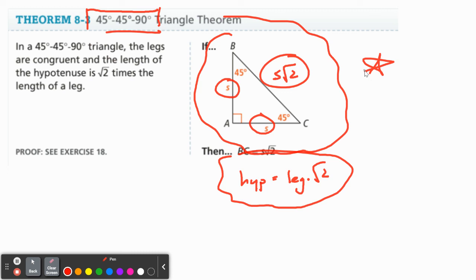Okay, so all right, we're going to stop there. I'm going to make the next video. The next video is going to introduce you to the 30-60-90, and then we'll do two problems involving these special triangles. All right, video 3 is coming up.